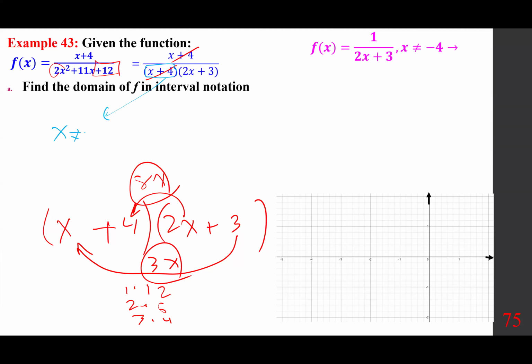x can't be -4 here. This one, x can't be -3/2. So you go with the original one. And in interval notation, the domain is -∞ to -4, union -4 to -3/2, union -3/2 to infinity. That's the way we do the writing. I hope everybody is fine with that.